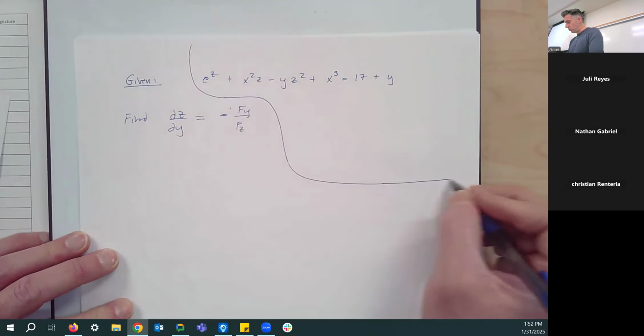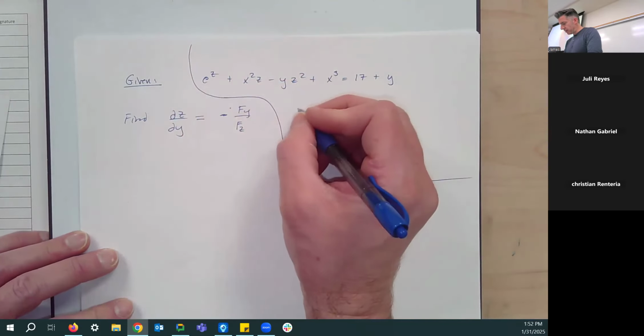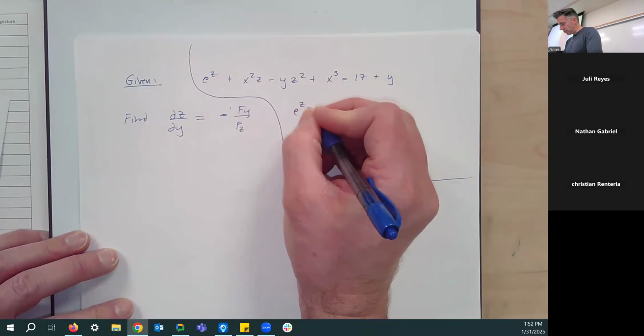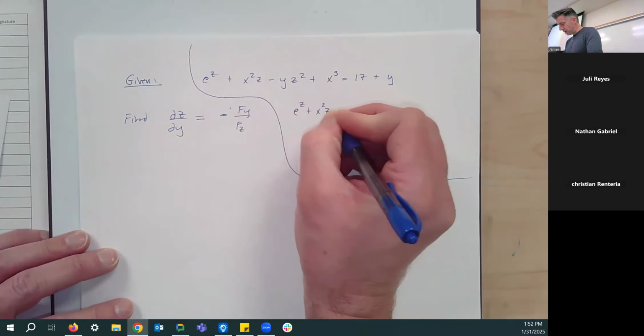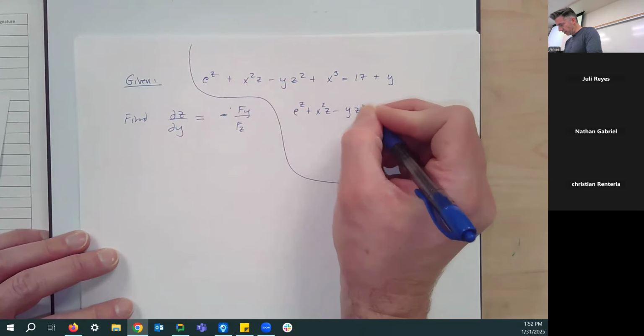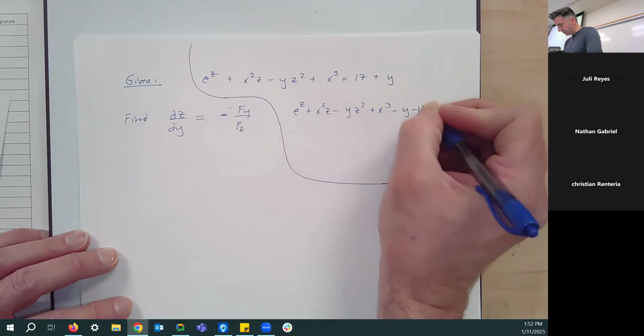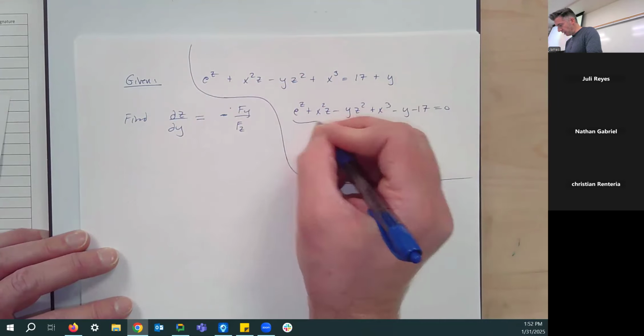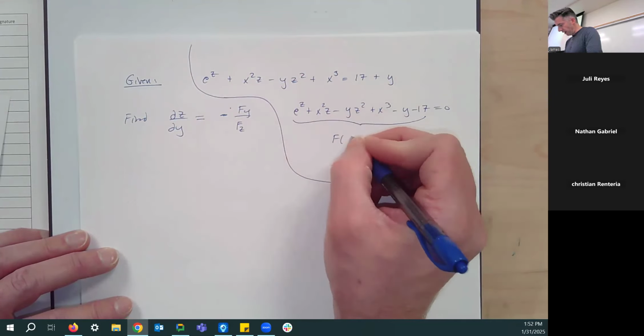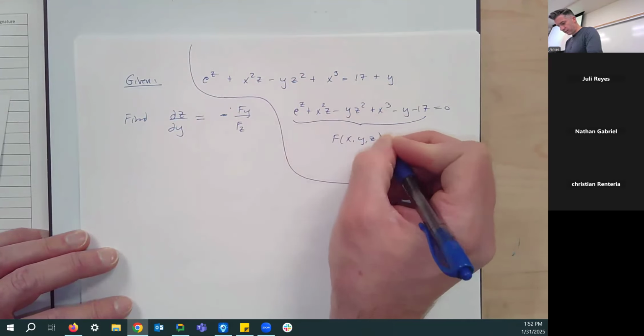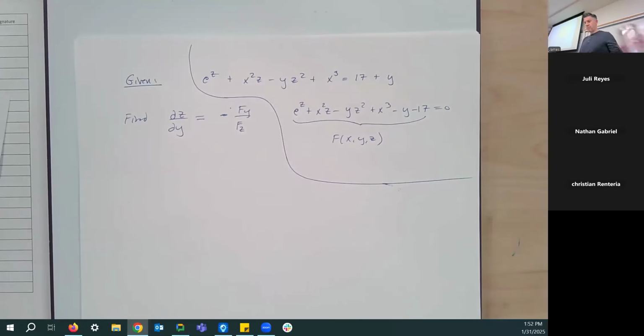We have to say, cool, rewrite this as e to the z plus x squared z minus yz squared plus x cubed minus y minus 17 equal to 0. And this is your f of x comma y comma z. So really this question is just about, do you remember this weird formula that's in the book?